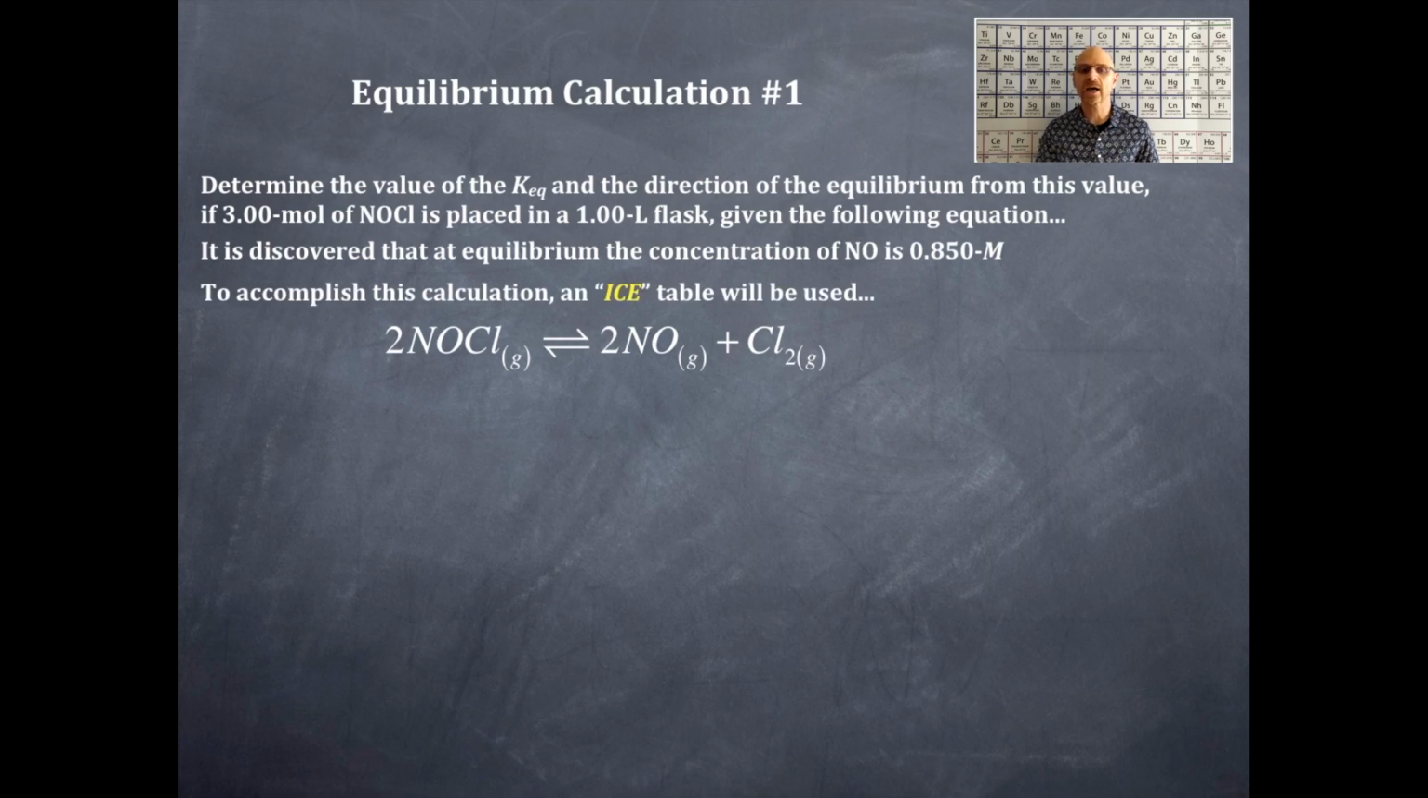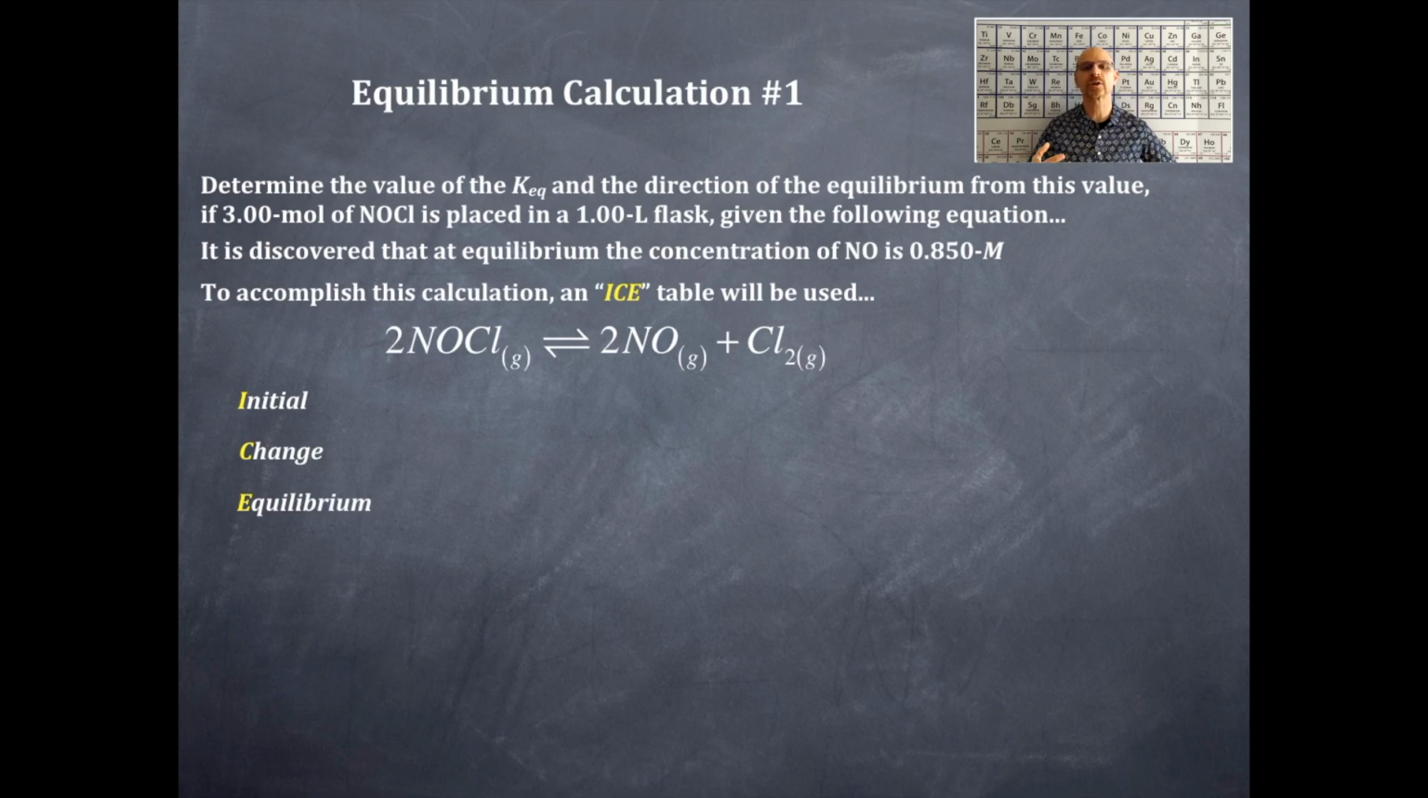To accomplish this calculation, we're going to use an ICE table. That's what we're going to be using here. I don't know if you remember way back, Ice Baby. That is the ICE table we're going to be using. So what does ICE mean? ICE means initial, change, and equilibrium. That's the shorthand for ICE.